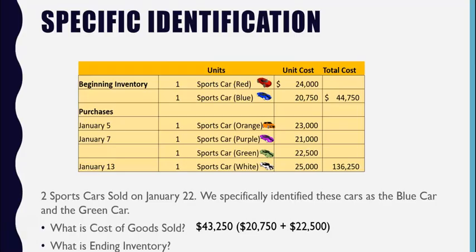What is ending inventory? Well, we need to add the cost of the red car, the orange car, the purple car, and the white car that we have left. Or we can take our total cost of goods available for sale and subtract our cost of goods sold. Ending inventory is $93,000.